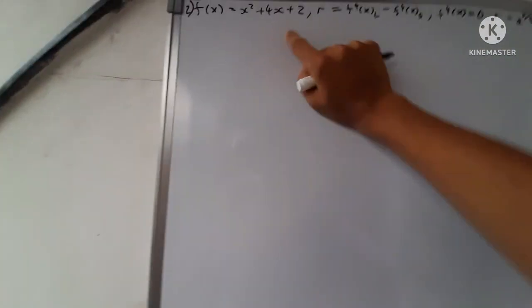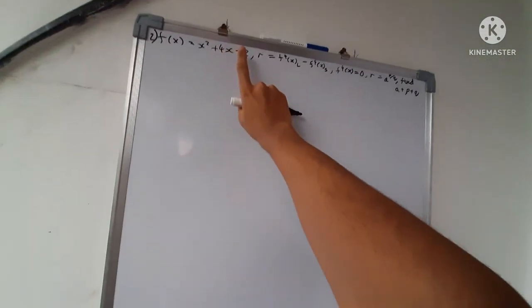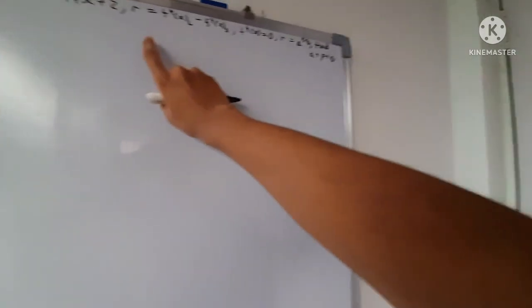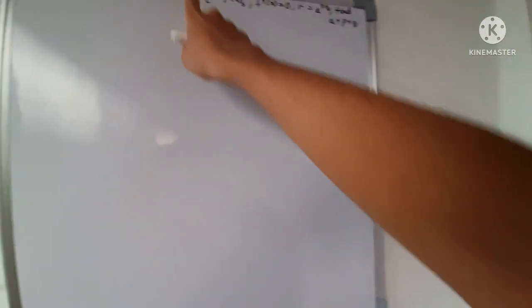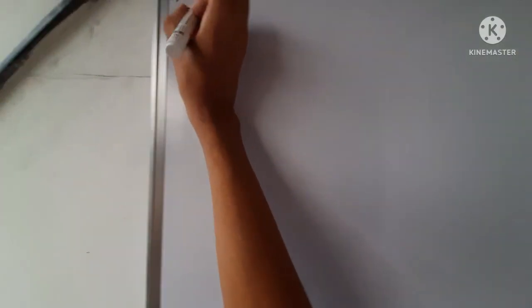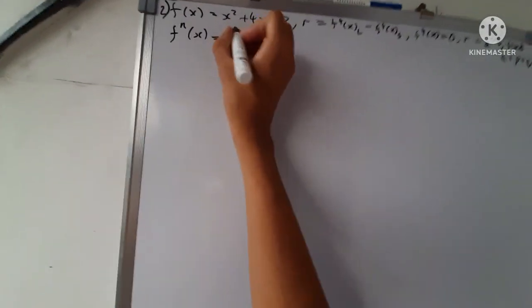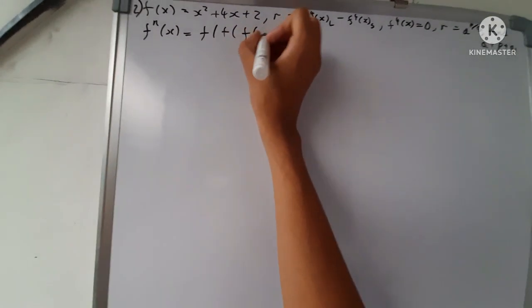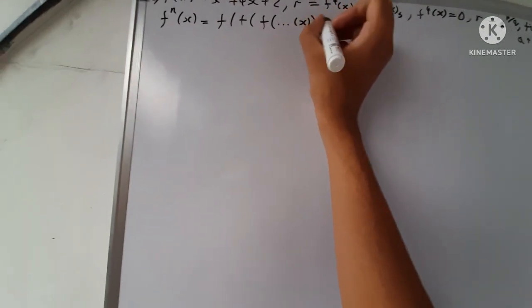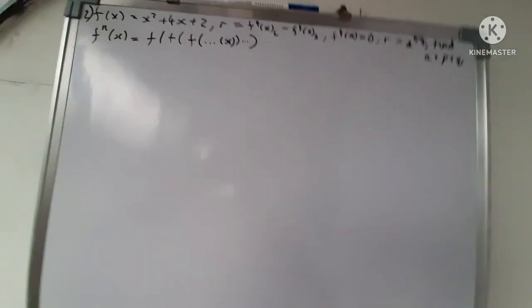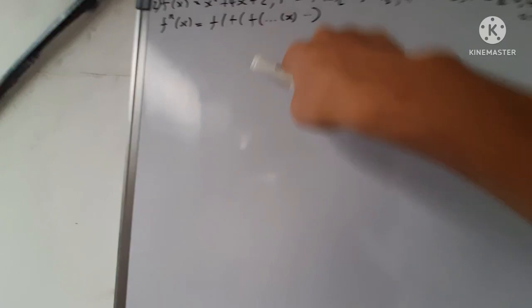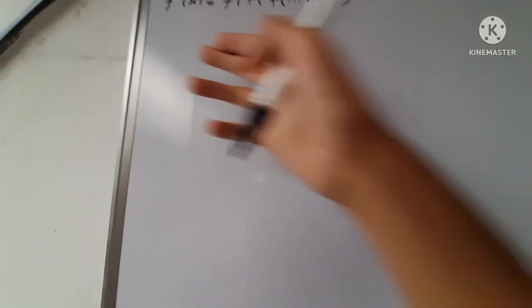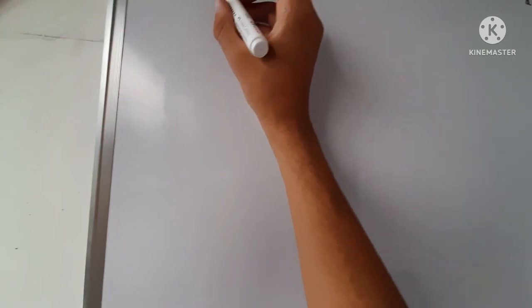Kidding. Anyways, we have a function given, f of x equals x squared plus 4x plus 2, and then we have the difference of the largest value of f4 of x. Let me just define fn of x first. So fn of x is equal to f of f of f of dot dot dot x. You should have those dots there technically, but people tend to forget them. Anyways, that's how fn of x is defined.